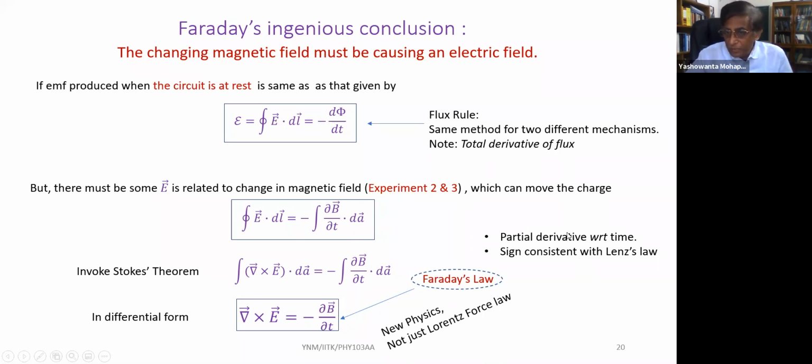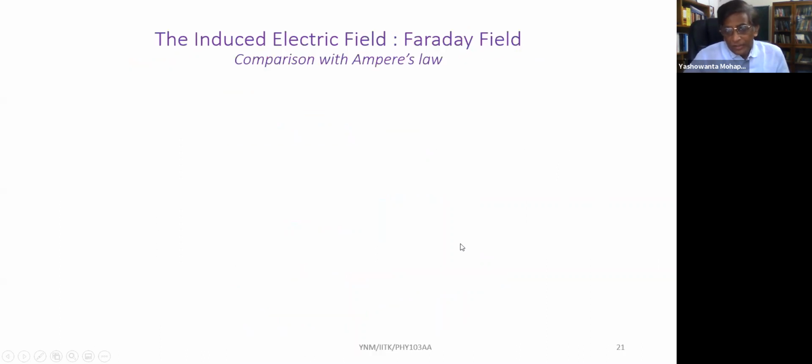So let me come to Faraday's law. Note that this is a partial derivative with respect to time, because the claim is that this electric field is associated with the explicit change of magnetic field. And of course, the sign is consistent with Lenz's law. That is, nature opposes any change in flux, so we attribute this minus sign to that. So this is a new kind of field. Let me call it for the moment a Faraday field.